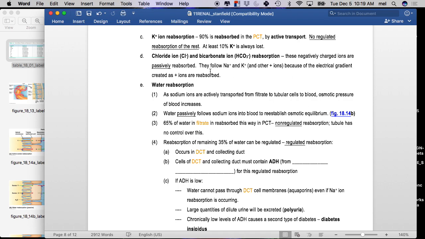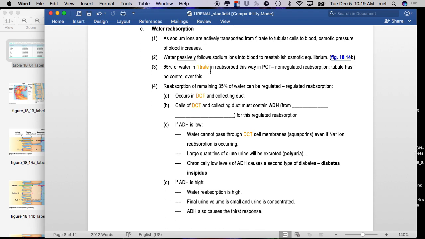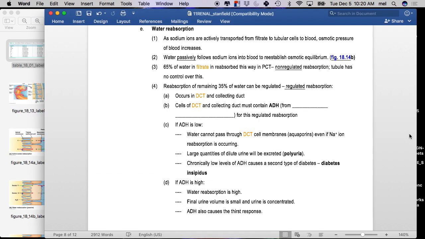Is that okay? Okay. Now, let's talk about water reabsorption. So we did glucose, we did sodium, potassium, and then we did our negative ions. How about water? Well, we do a hell of a lot of water reabsorption because we filter out, remember, about 180 liters of water per day, but we don't pee 180 liters. We pee 1 to almost 2 per day, depending on how much water you've taken in and other things. So how does this work?